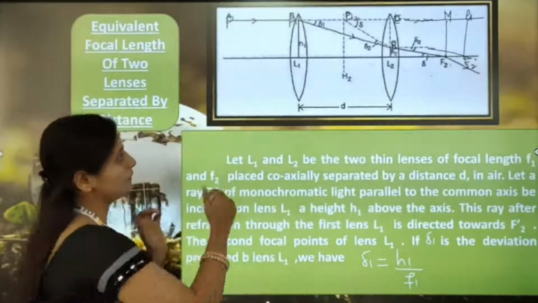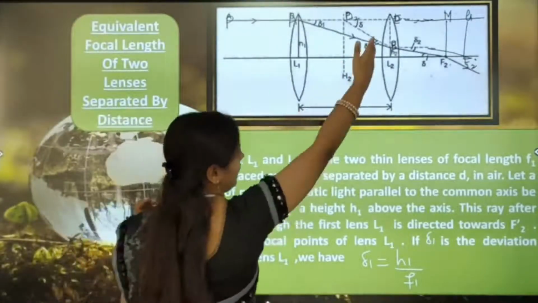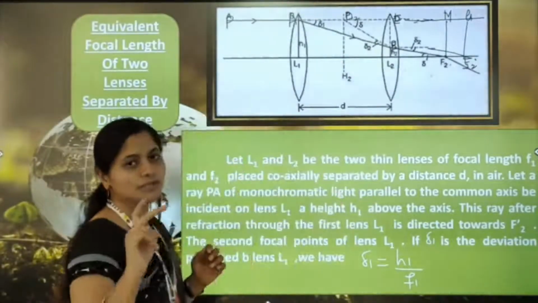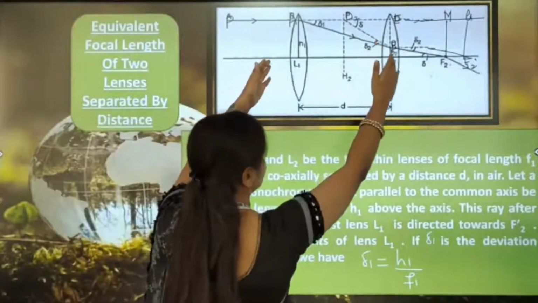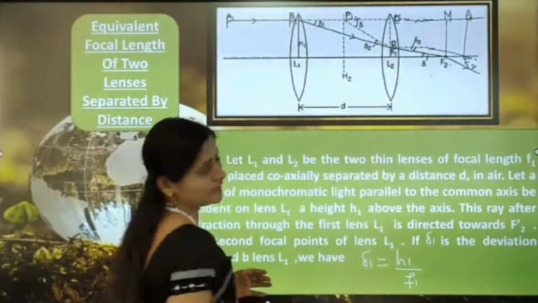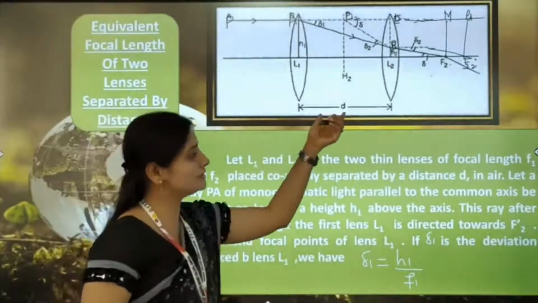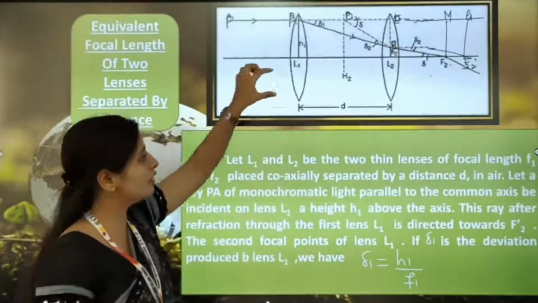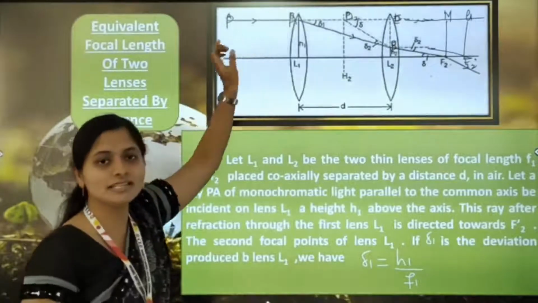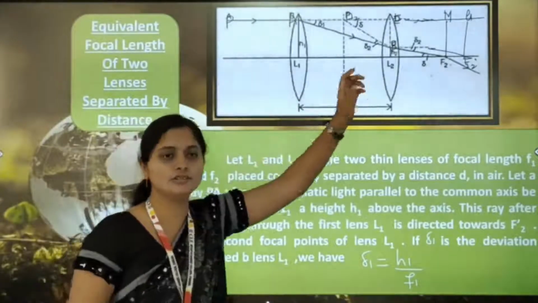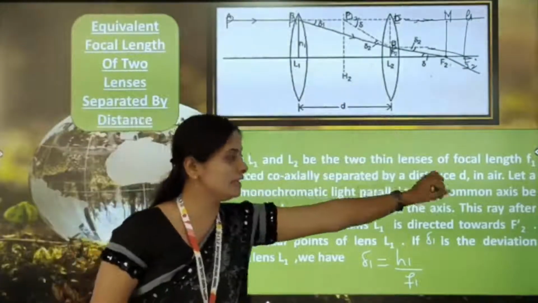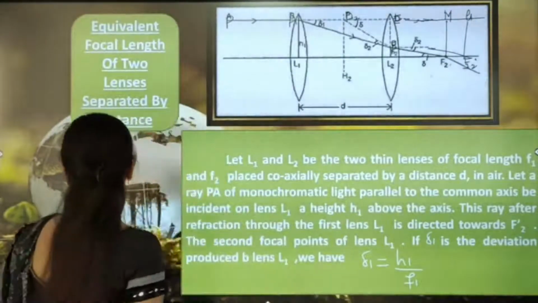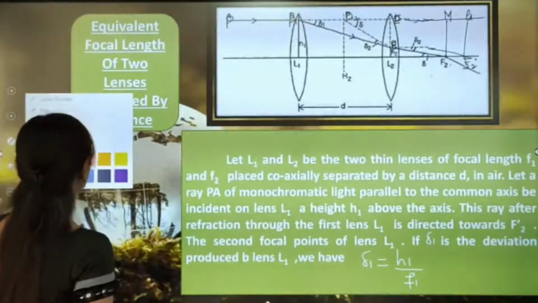In the diagram we are taking L1 and L2, two thin lenses, placed coaxially in the same direction and separated by the distance d. The focal length of lens L1 is small f1 and of L2 is small f2, and they are in air medium. Up to this, it is completed.